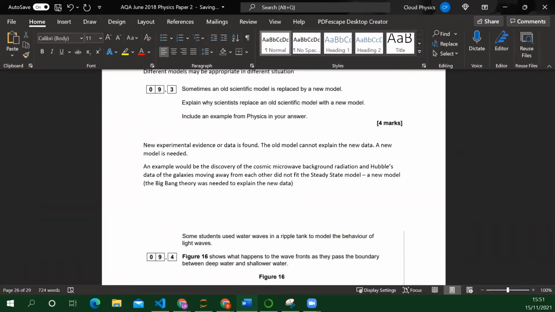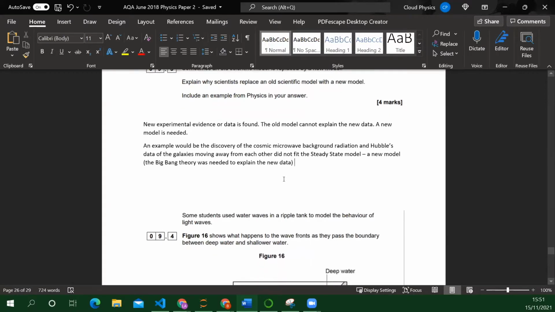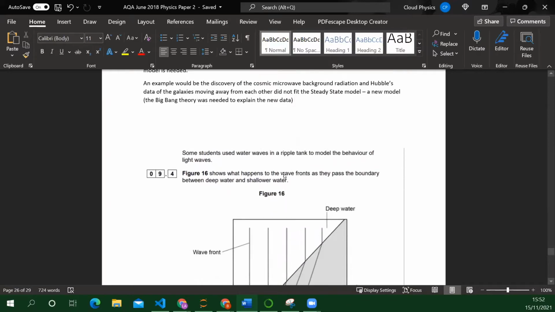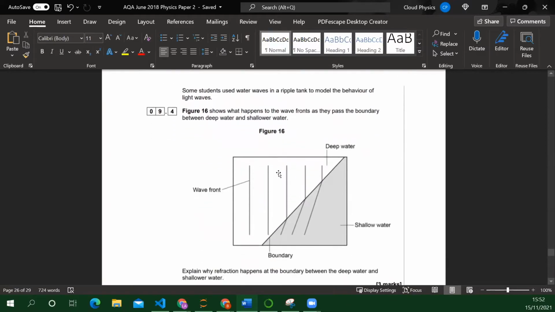Yeah, you could have had the plum pudding model and Rutherford's experiments, okay, as well for that one. Oh yeah, you could have had a heliocentric model of the solar system replacing geocentric. Okay, you could have had a few different models there.